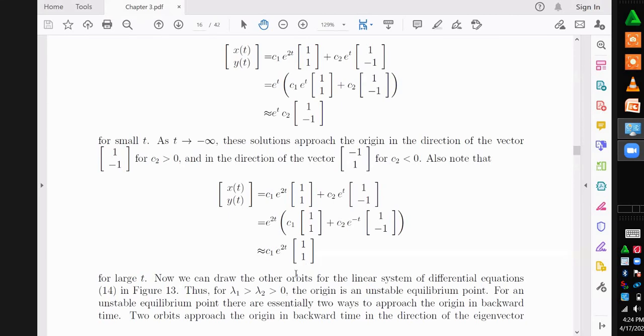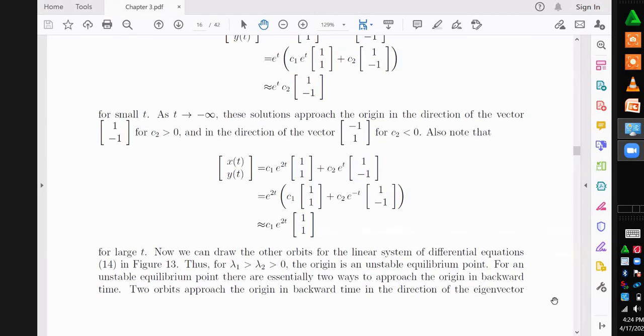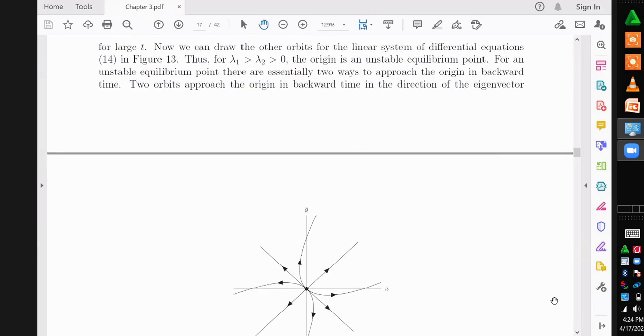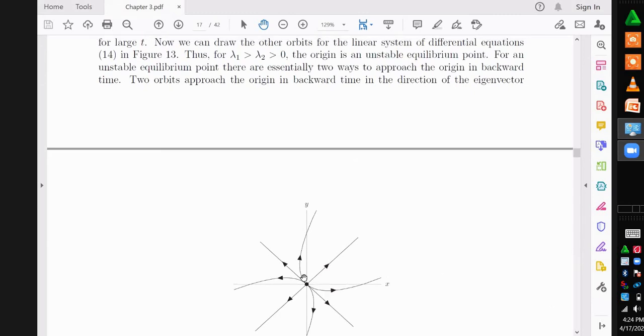So for lambda 1 greater than 0, lambda 2 greater than 0, the origin is an unstable equilibrium point. And you can see the phase plane portrait of this system of differential equations. These are the solution curves for various values of arbitrary constants C1, C2, and you can see this is moving away from the origin. This is also moving away from the origin. These are moving away from the origin. So the origin is an unstable equilibrium point.